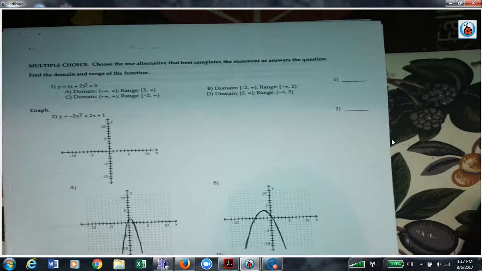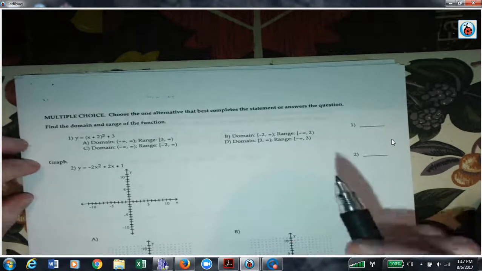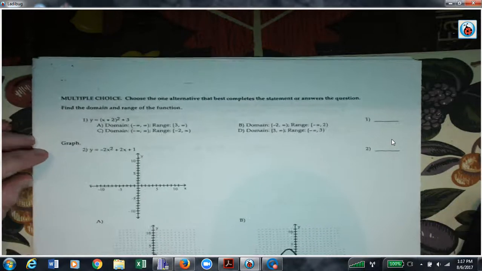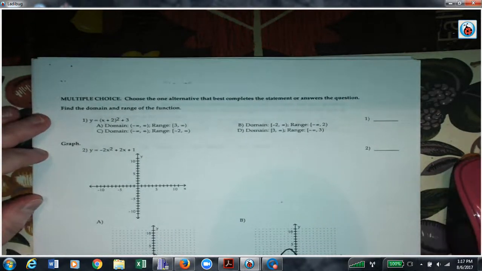Okay, we are at the end of the course, and so this is the final exam preparation. This test was put into Canvas, and you were to have a go through it on your own first.